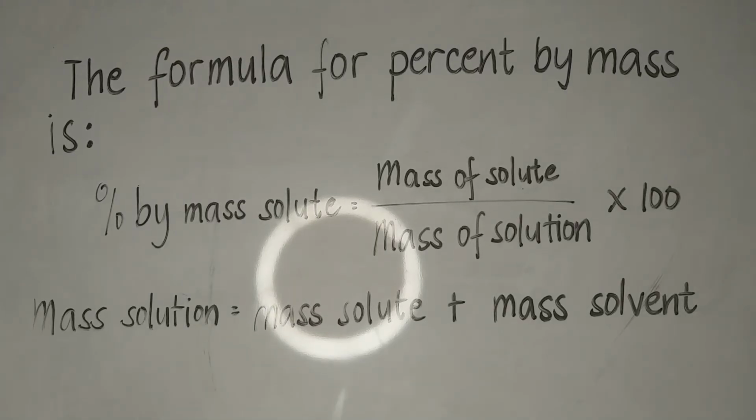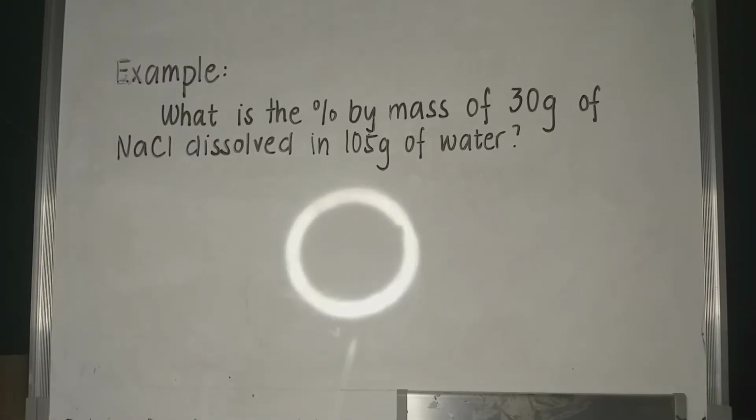The formula for percent by mass is percent by mass solute equals mass of solute over mass of solution times 100. We can get the mass of solution by combining the mass of solute and mass of solvent. So now, let's take an example. What is the percent by mass of 30 grams of sodium chloride dissolved in 105 grams of water?